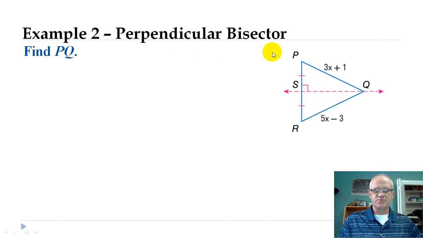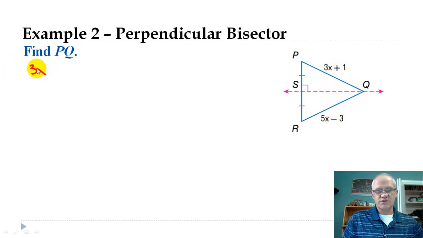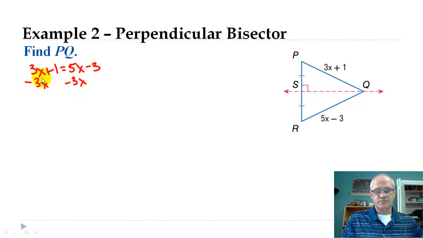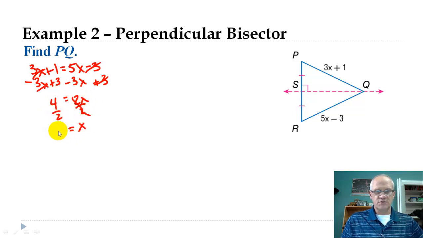Okay, so let's just take a quick look at that. I don't want to spend a lot of time on this, but if you notice here, here's what you've got: 90 degrees, two equal parts. So this is a perpendicular bisector. It goes through the vertex up here, so these two need to be equal. So our equation there will be 3x plus 1 equals 5x minus 3. Minus 3x, plus 3. So that gives me 2x equals 4. Divide by 2. X equals 2.